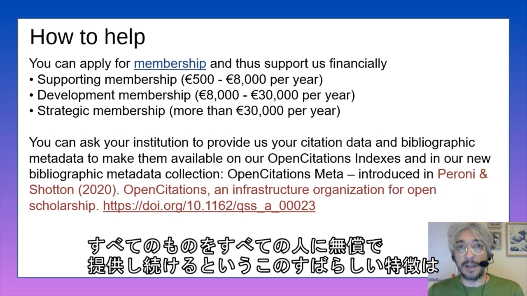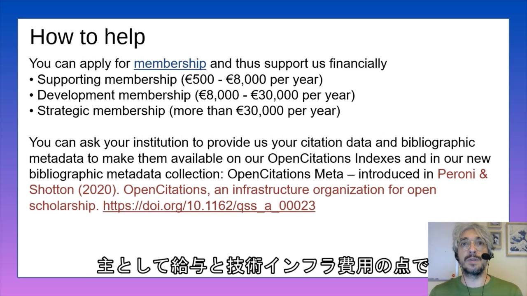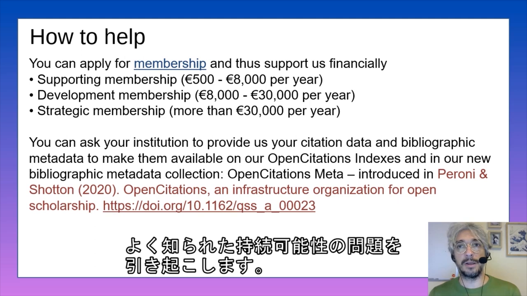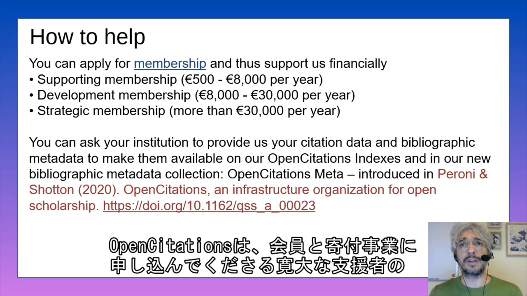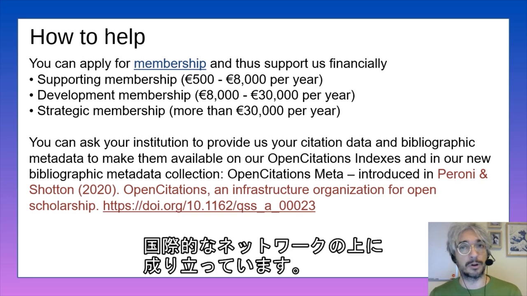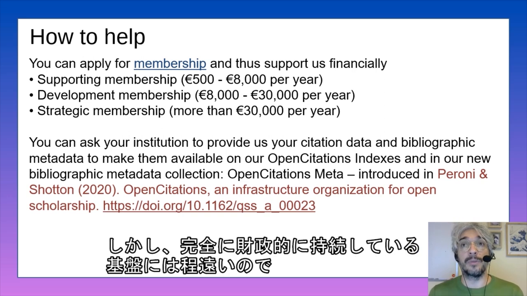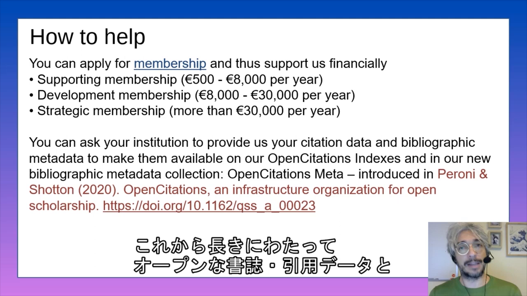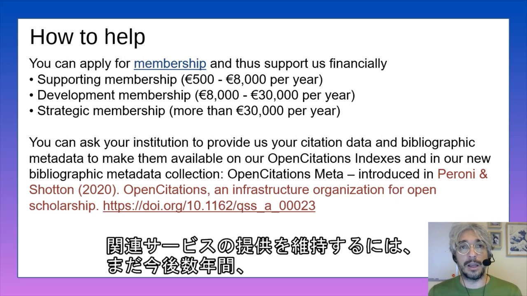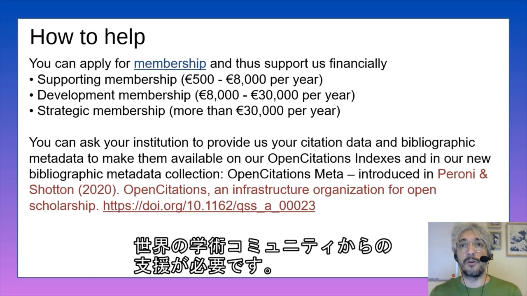This undeniable aspect of keeping everything free for all leads to an acknowledged sustainability issue, principally in terms of salaries and technical infrastructure costs. OpenCitations can rely on an international network of generous supporters that apply for membership and donation programs. We are really grateful to all the institutions that believe in our mission and values. However, we are still far from being a fully financially sustained infrastructure, and we still need help in the next year from the global scholarly community in order to keep all these bibliographic and citation data and the related services available for many years to come.